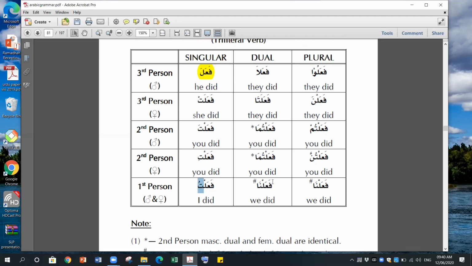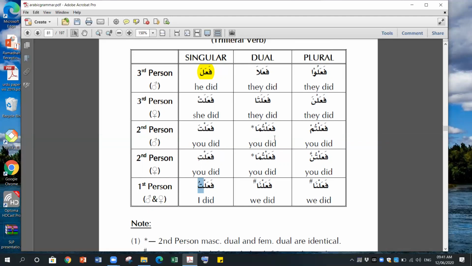Is it interesting? It looks like one word, but all the pronouns are inside: I, we, you, they, he, she, everything is within. So I request you to try to learn this table by heart.